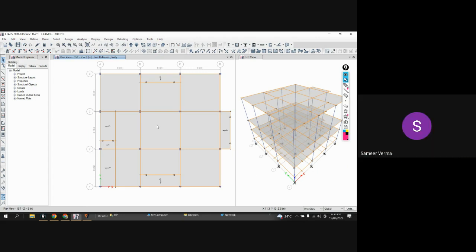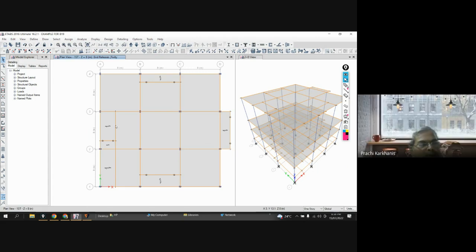Yes, sir. Now, what about this beam? Would you like to release the moment over here and here? Yes or no? See, if you ask me, I will say that this is a discontinuous end and this is a continuous end. So I would like to release the moment on the J end only, because I have drawn it from this to this.